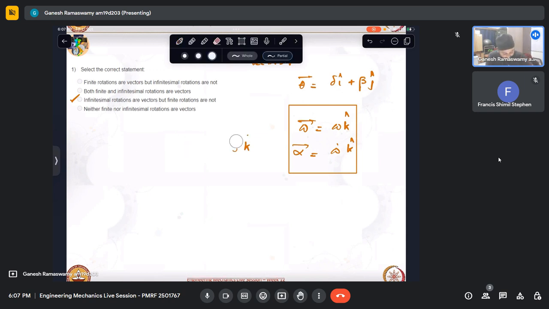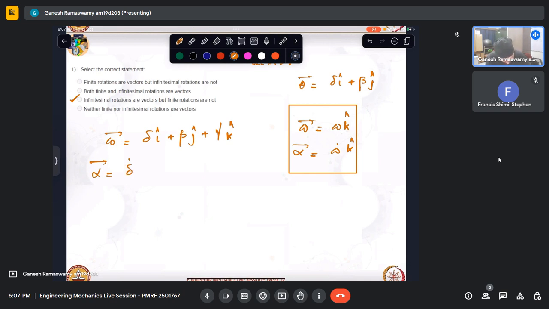Now we are relaxing this constraint. Now we know that our omega can be some delta i plus beta j in general plus some other component, not alpha, let me take some other Greek letter, gamma k cap. Now, for alpha, we will have to systematically take its time derivatives. What does that mean? Omega dot i plus beta dot j plus gamma dot k. This is what we have been dealing with so far.